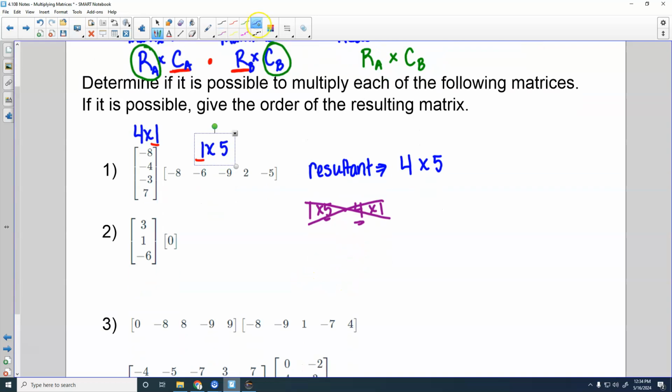All right, let's see. Benjamin, what's our order of the first matrix for number 2? That's a 3 by 1. What about the second one? Very good. Can we multiply them together? Yes. What is our order of our resultant matrix? It is a 3 by 1. Very good.